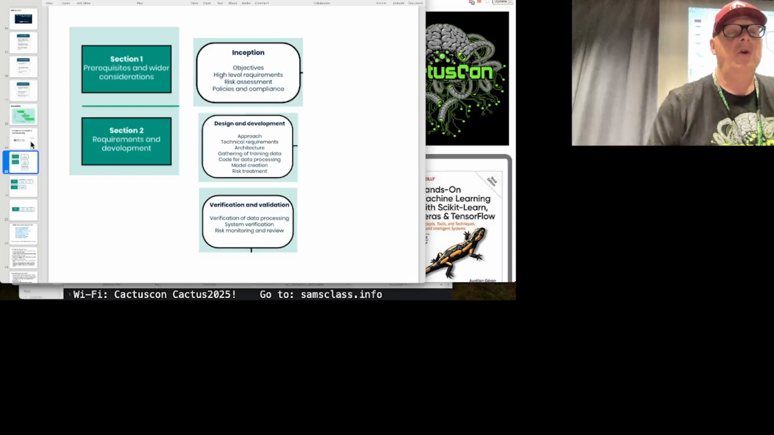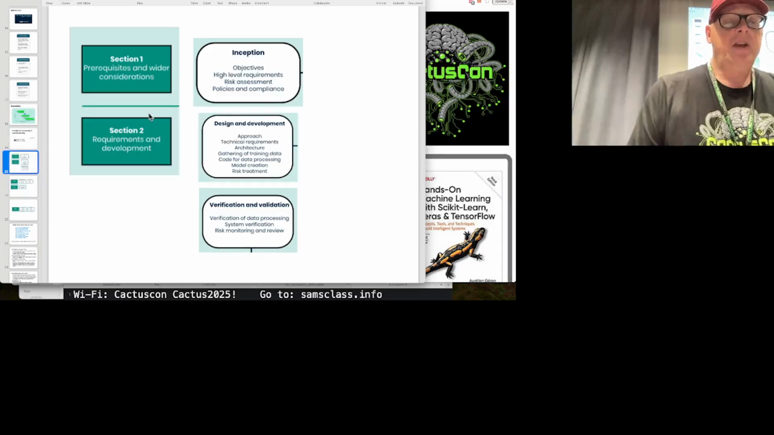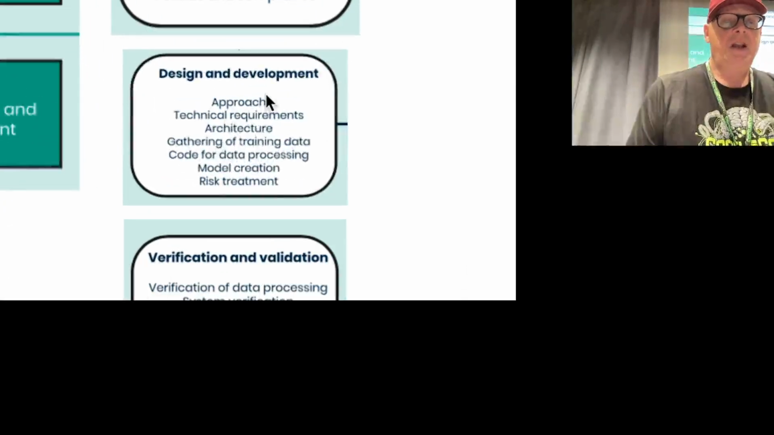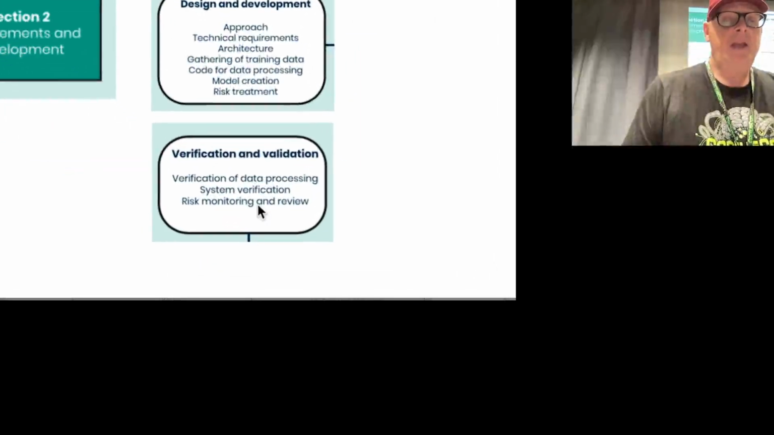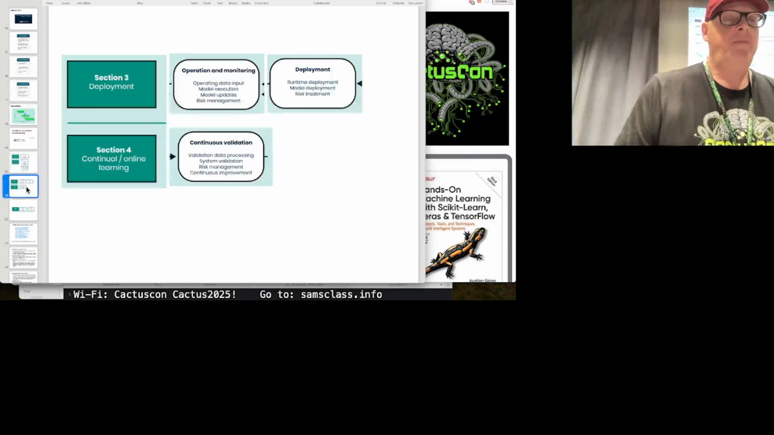Their plan here, they're more focused on the business. So they talk about the prerequisites before you get going: decide what you're trying to accomplish, decide how it affects your compliance regulation, then set up your requirements, gather your training data, make a model, and then run it and verify that it's working. And this I thought was the most valuable part of it for me.